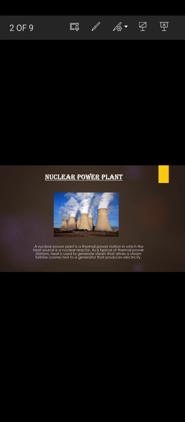Today, the topic of my presentation is nuclear power plant and the working and maintenance procedure of a nuclear power plant. So, what is a nuclear power plant? Here is the diagram of a nuclear power plant. A nuclear power plant is a thermal power station in which the heat source is a nuclear reactor. As is typical of thermal power stations, heat is used to generate steam that drives the steam turbine connected to a generator that produces electricity.